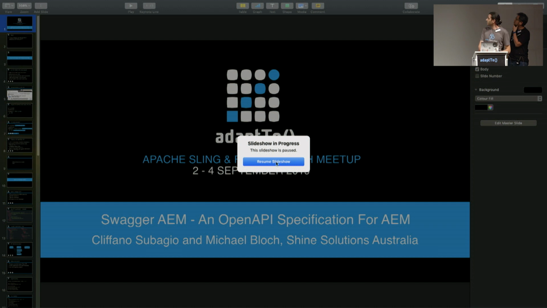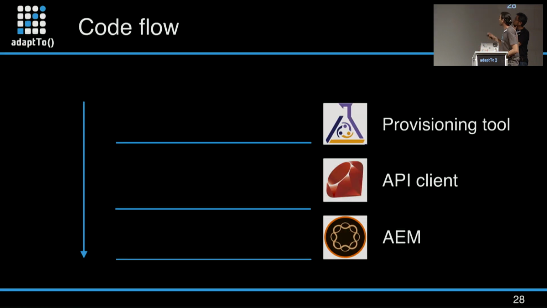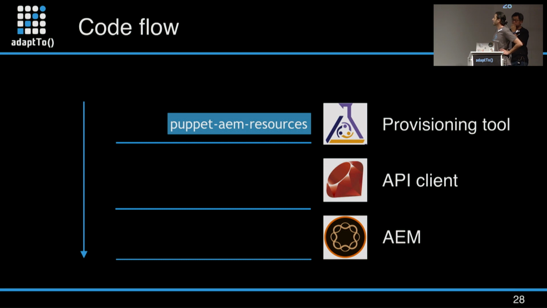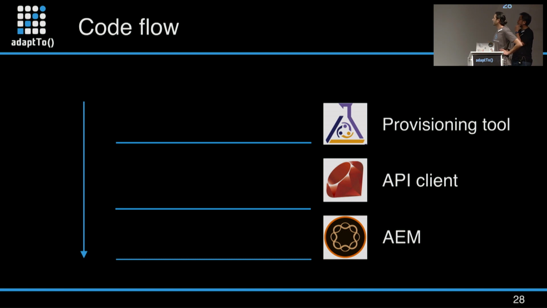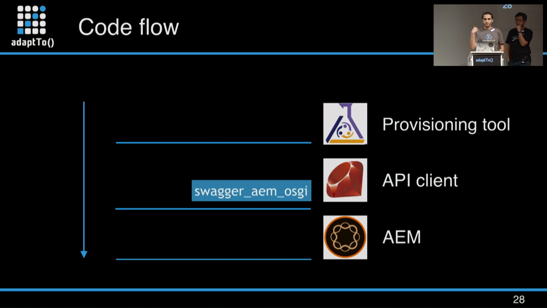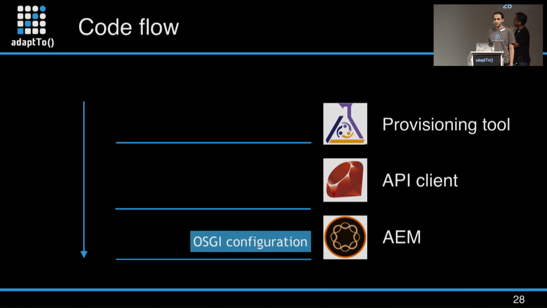To resume: what does the code flow look like? On top, we have our most favorite provisioning and automation tool, Puppet AEM resources, which is part of the AEM Open Cloud solution. Puppet AEM resources passes all the parameters for this configuration node to the Ruby AEM library, which then prepares the payload for the Swagger AEM OSGI API client. The Swagger AEM OSGI client connects to AEM, passes all the configuration parameters to AEM, and configures the OSGI configuration.